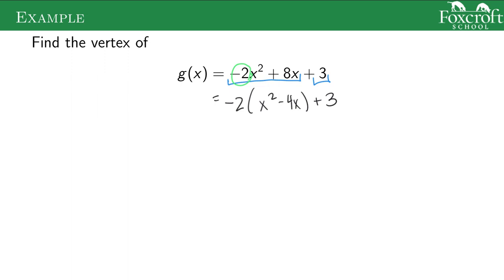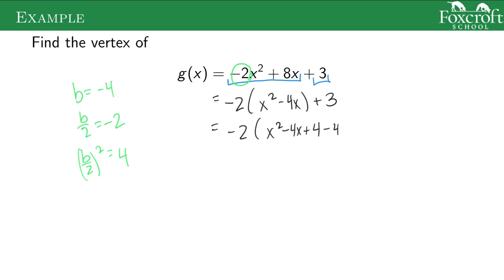Now I'm going to take b, the number next to x, it's negative 4. b over 2 is negative 2. b over 2 squared is positive 4. So now I know in the parentheses, I need to add positive 4 to turn into a perfect square. But in order to not change the function, I also need to subtract 4, add it, then subtract it right away. Really strange thing to do, but it's what's mathematically correct.